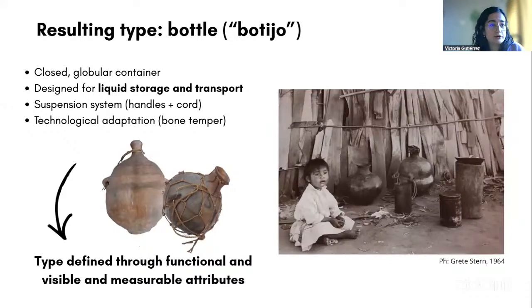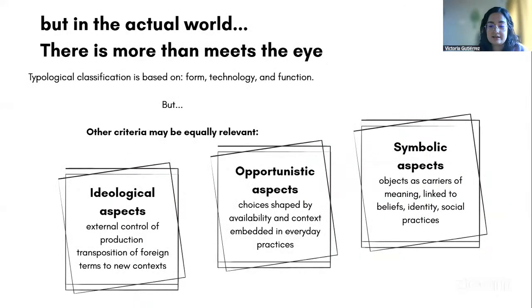However, no however yet. The resulting type, after classifying all of this, is a bottle or botijo in Spanish. It is a globular vessel designed for liquid storage and transport with suspension handles and bone temper. And this works perfectly well as an archaeological classification. This type is defined through visible and measurable attributes, which are many times all that we really have when we are doing archaeology. However, we did have the opportunity to reach beyond that, and this is where our reflection begins, and where we came to realize that there is more than meets the eye.